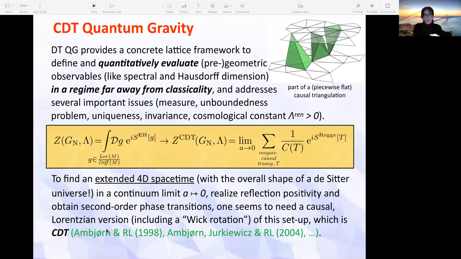I mentioned reflection positivity. We have a second order phase transition. But let this be whatever it is, and let's now turn to observables.